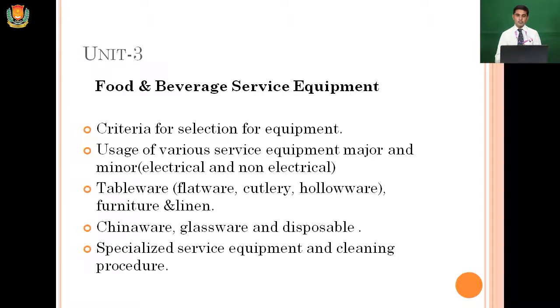Fifth subtopic, sorry, is specialized service equipment and cleaning procedure. The equipments we are using in our F&B outlet, in F&B department, how we are maintaining that, what is the cleaning procedures, and we have a particular schedule we have made, a timetable is there, the cleaning process of, okay, this equipment will clean in 6 months, quarterly basis, weekly basis.